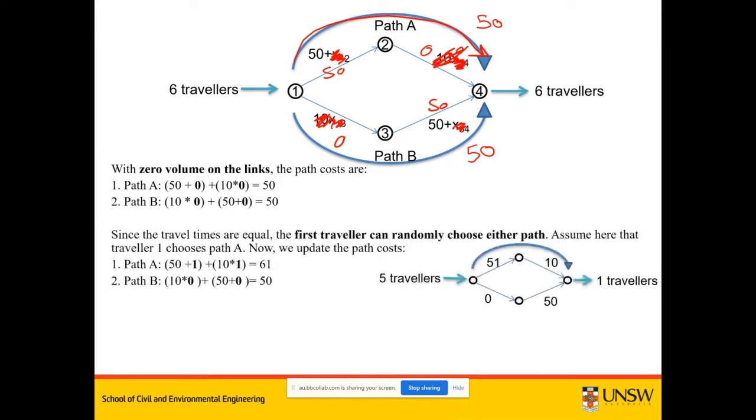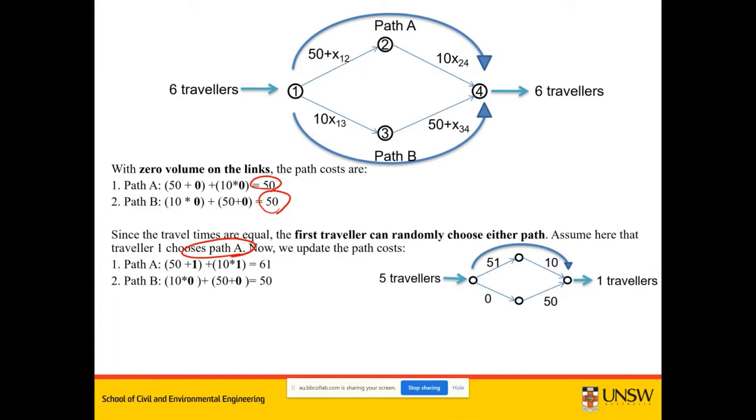If I want to incrementally load the network, the first person that wants to enter the network can randomly choose path A or path B because they have the same travel cost. They're both 50, and if you are the first person entering the network, you choose either A or B. Doesn't really matter because they have the same travel cost. So imagine the person chooses route A. Okay, so now what will happen? That is incremental loading. We loaded one person into the network, and that person chooses path A.